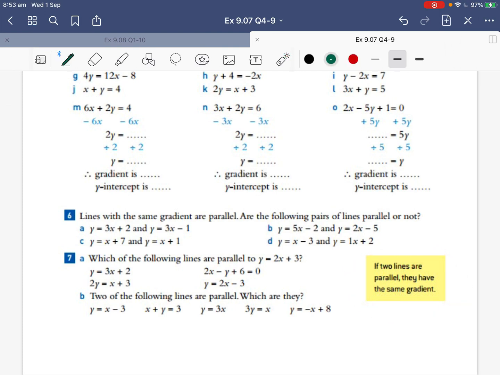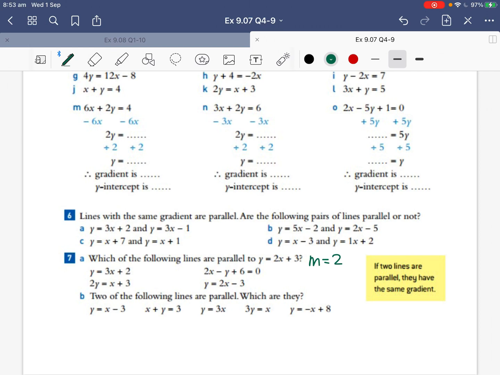So our gradient in this equation of y equals 2x plus 3 is a gradient of 2. So what you want to do is find the equation with a gradient of 2. Now, I'm not going to do that for you. I think you should be able to do it yourself. There is only one equation there that has a gradient of 2.